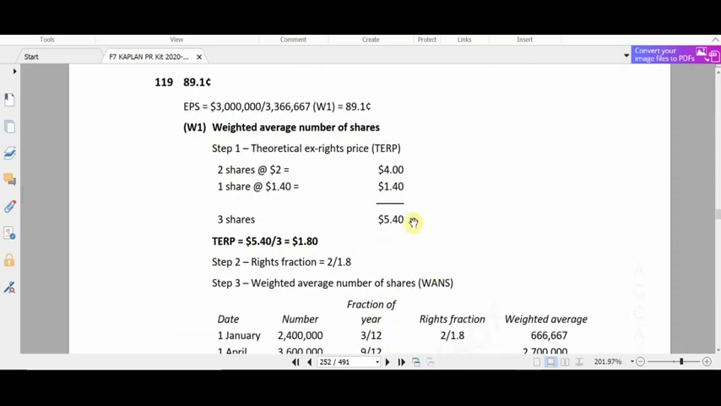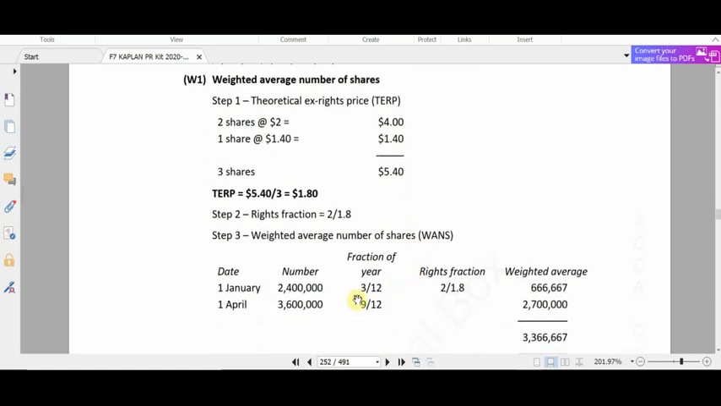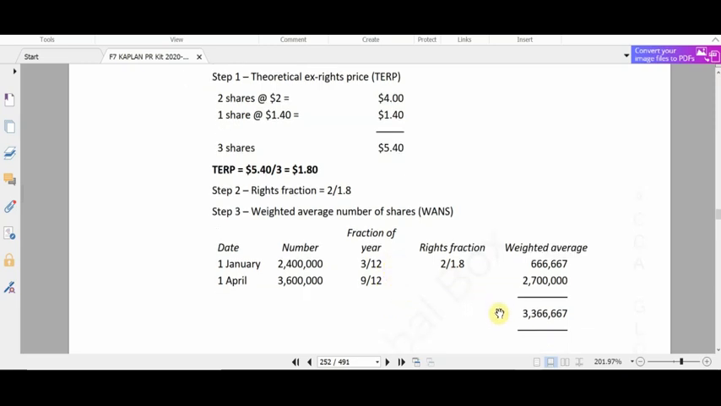And by doing the calculation, let's just go to the answer directly to avoid the time for the calculation. So you see, first of all, we calculated the theoretical ex-rights price, 5.4 divided by 3 is 1.8. Then we did the fraction, price before rights issue divided by price after rights issue, and then the weighted average number of shares. 2400 were for 3 months, multiplied by the fraction, and the 3600 multiplied by 9 by 12, and then you get the weighted average number of shares, 3366667. So this is the weighted average number of shares.